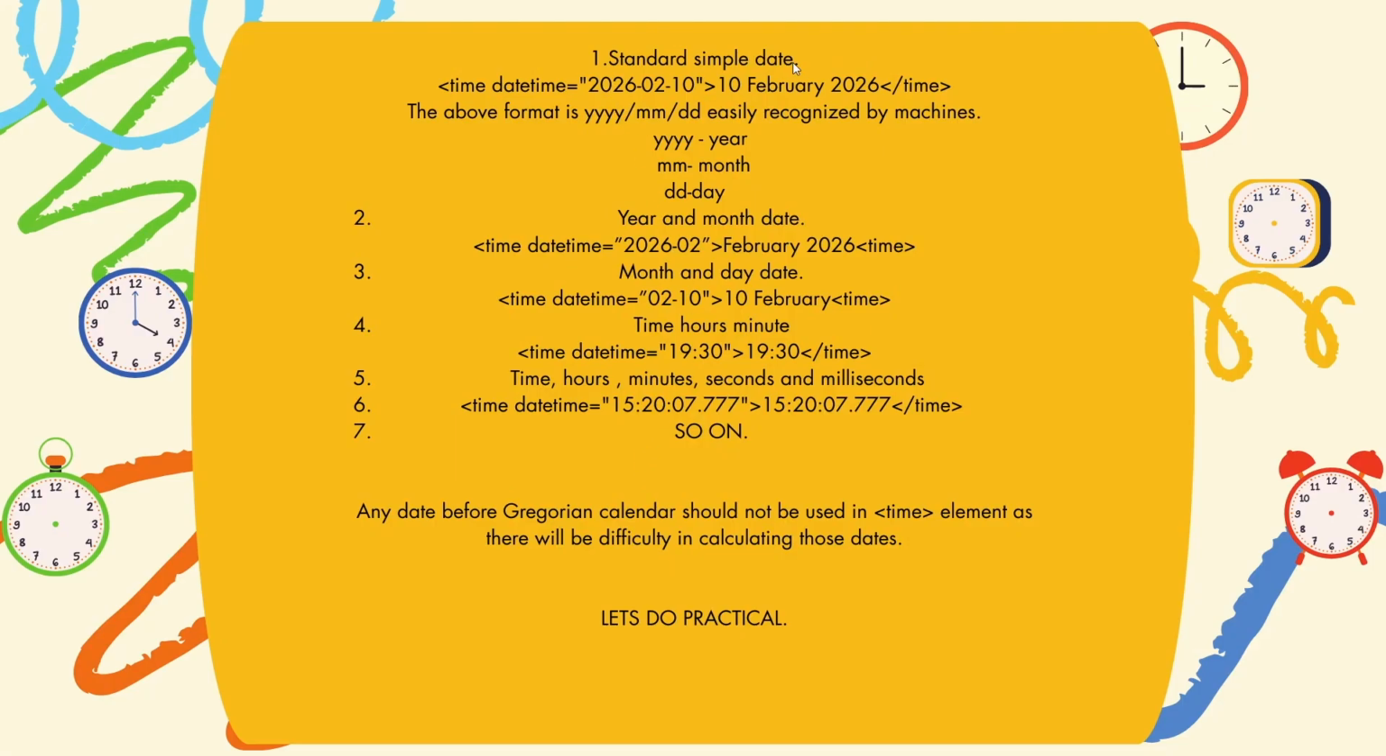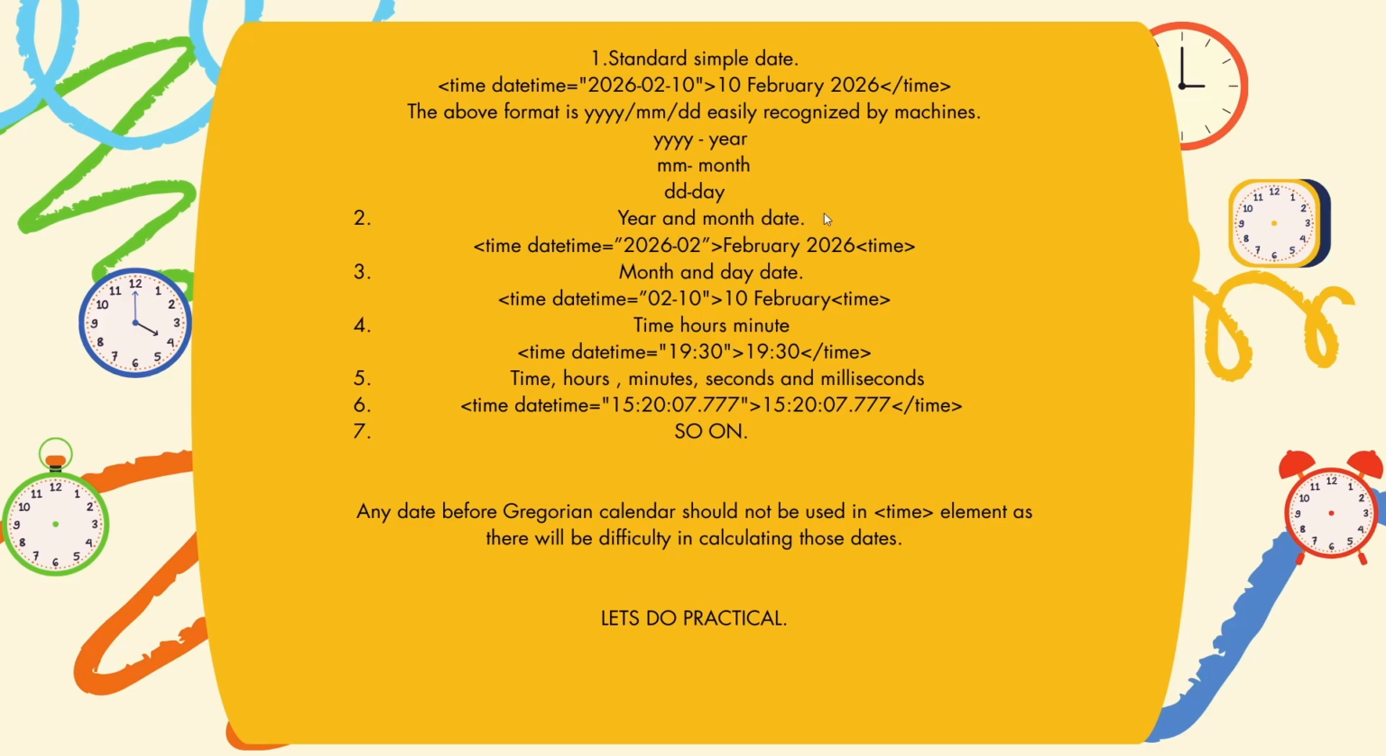Standard simple date: the time tag is there, and the datetime attribute is there, in which 2026-02-10 is the value and 10th February 2026 is the content. The above format is YYYY-MM-DD, easily recognized by machines. YYYY is the year, MM is the month, DD is the day.